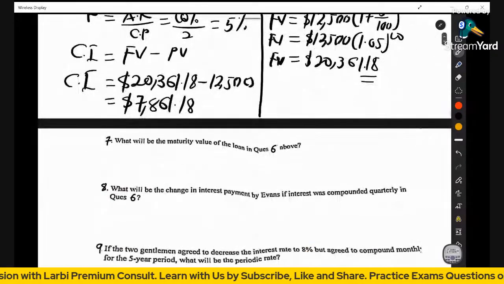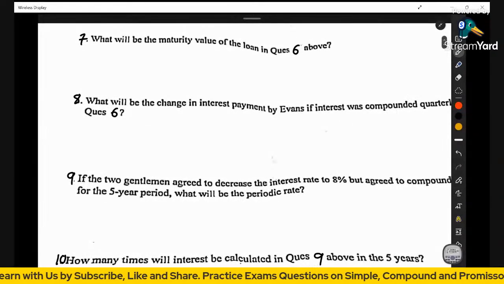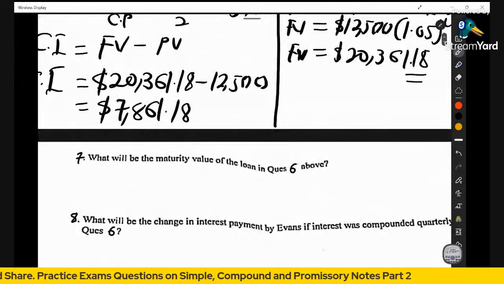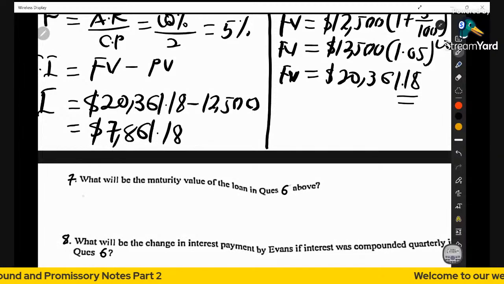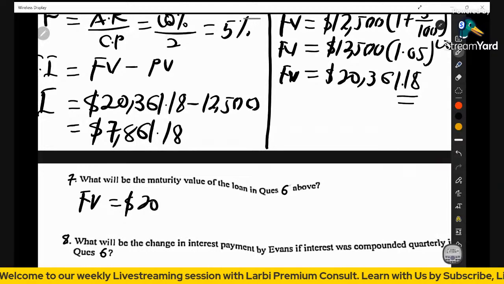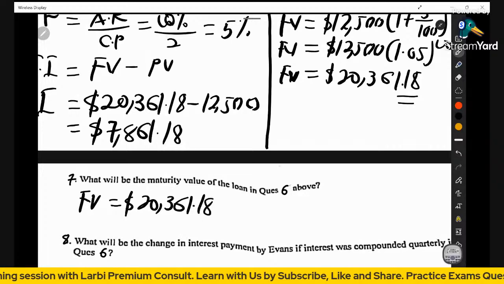Then question number 7. What will be the maturity value of the loan in question 6? So what was the maturity value or the future value of the loan in question 6? That was 20,361. So here it's just a matter of writing your answer. You don't calculate it anymore because you are making reference to question 6. So the future value should be equal to 20,361.18, and you are done.